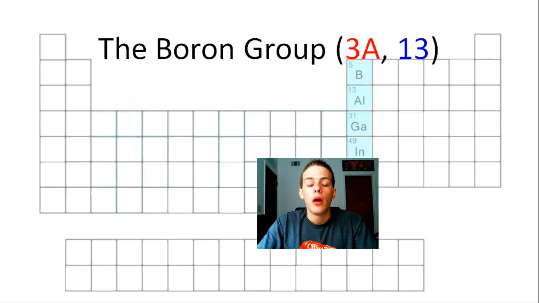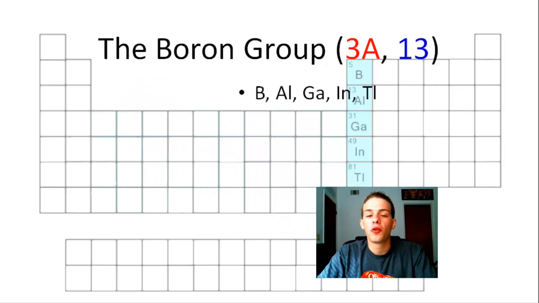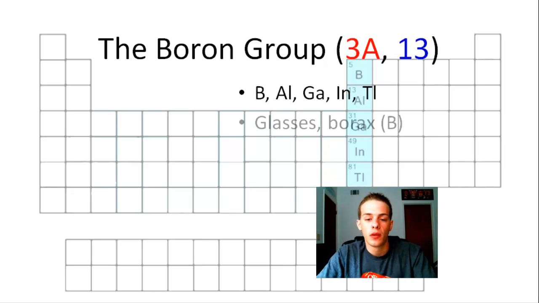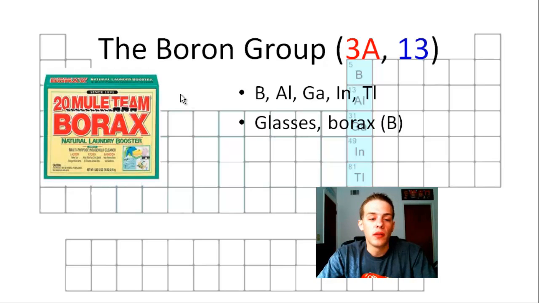So now let's talk about the boron group. The boron group consists of boron, aluminum, gallium, indium, and thallium. Boron is used to make glasses, among other things. It's also a principal component of sodium borate, also known as borax, which is used as a detergent, used as a water softener, and many other things. You might have seen something like this at your local grocery store. This is a particular brand of borax that you might find at your grocery store.